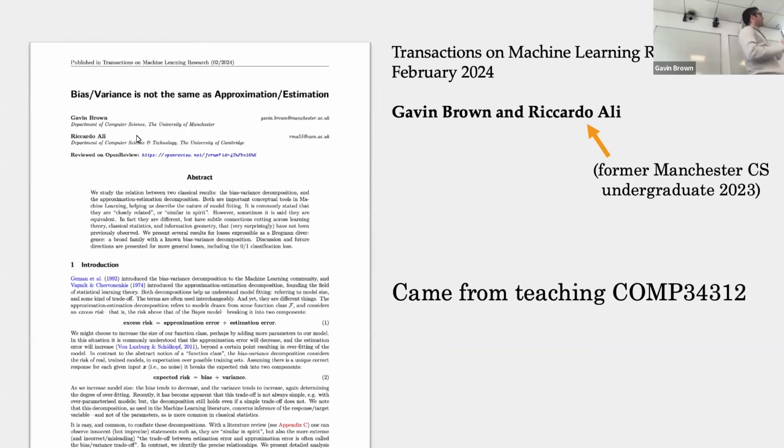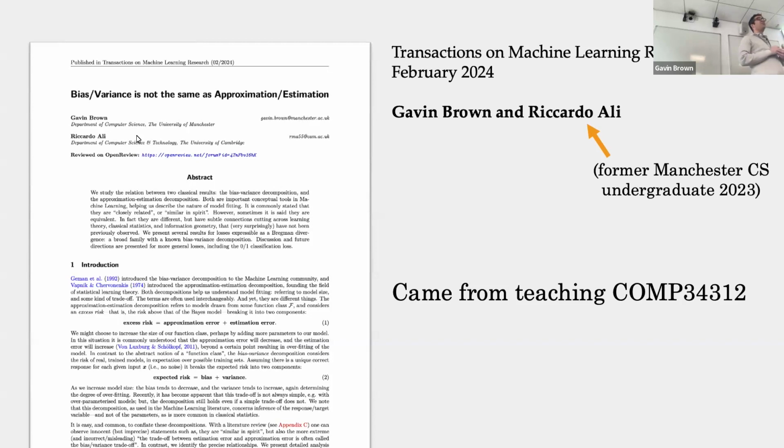So this is a talk based on a paper that came out literally last month, or is going to be tweeted any day now. It's co-authored with my friend Ricardo, who is there. He's actually a former undergraduate in computer science. He's now at Cambridge starting his PhD in some aspect of deep learning.